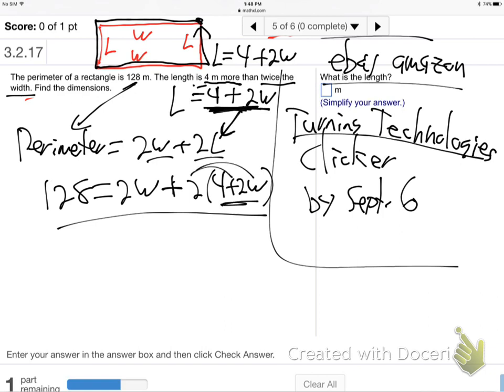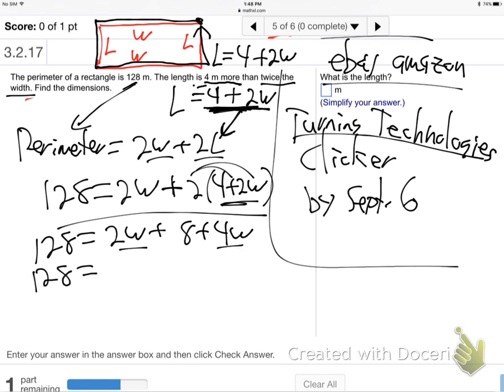Now I just distribute. 128 is 2W plus 8 plus 4W. See, I just have one letter, so I can solve that now. So 128, what do you got, 2W and 4W? 6. Is it W squared or just W? W, right? It's only when you multiply you get W squared and stuff. Keep going. Got to solve for W.